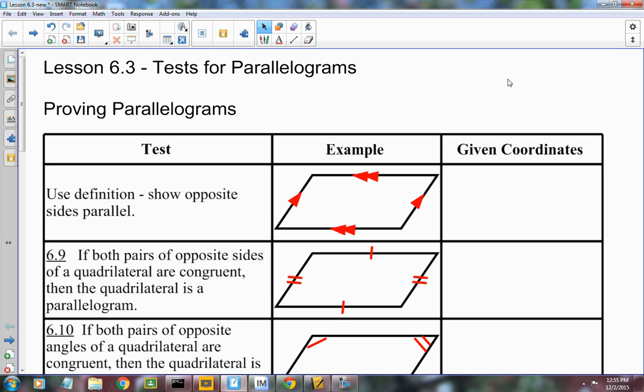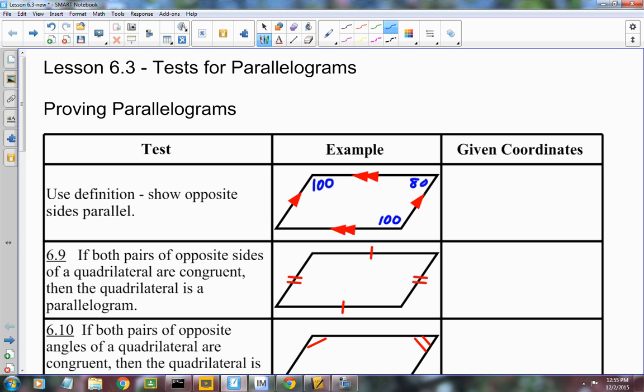The first one is to use the definition. Okay, if you can show that the opposite sides are parallel, then you have a parallelogram. And it could be as simple as, let's say, they told you that this was 100 and this was 80, and let's say this was 100. Okay? If I look at these top 2 angles, they're supplementary, right? Those are consecutive interior angles. That makes these 2 lines parallel.